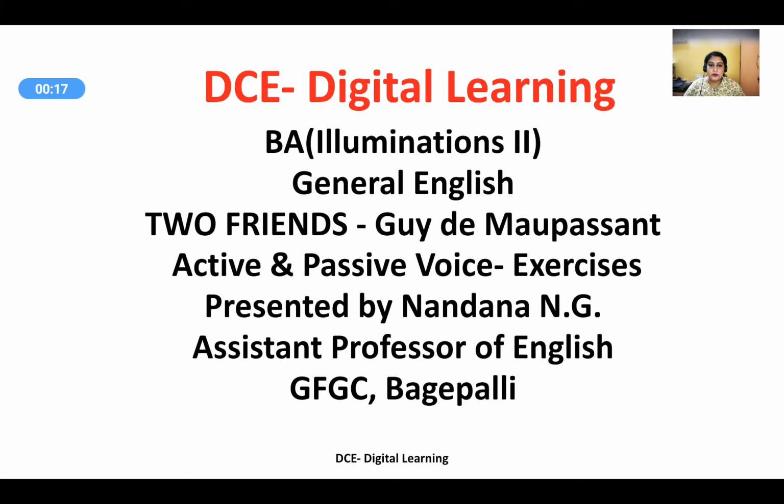Two Friends, a short story by Guy de Maupassant, is prescribed for second semester BA General English, Bengaluru North University. After a text or a poem or a prose, usually a language activity follows. So, the language activity pertaining to Two Friends is the grammar concept called active and passive voice. The theory part of active and passive voice has been dealt in the previous session. All the details have been discussed there. In this session, the textual exercises will be discussed.